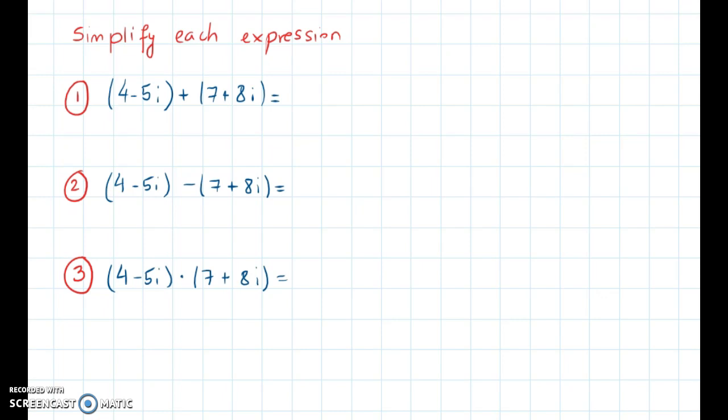When we are trying to sum, we're going to sum the real part. So we are going to sum 4 and 7 together to get 11. And then the imaginary part. So -5 plus 8 to get 3i.